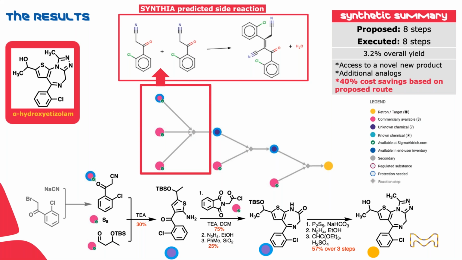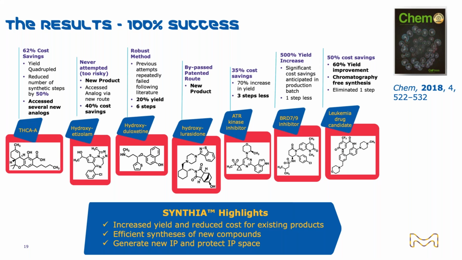So, I mentioned that we put 7 targets into the experiment, and I think going into it we expected maybe a 50% success rate, but in fact, we ended up with a 100% success rate. So all 7 of those targets, the routes proposed by Synthia, were able to be successfully executed in the lab, and in many cases led to really significant cost or yield savings over the original routes. And so we were able to publish the results of this experiment in this Chem publication that came out in 2018.